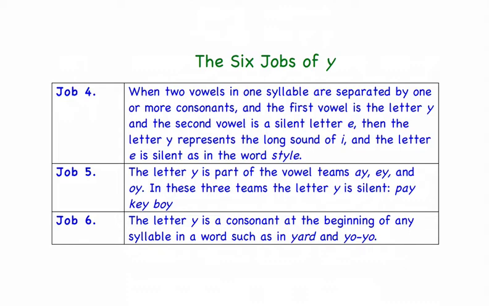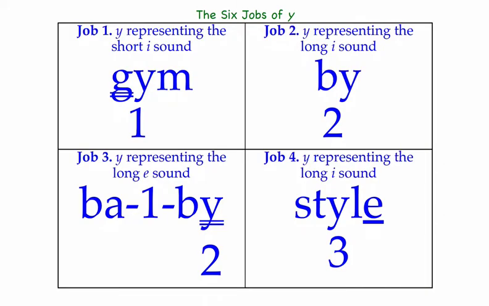Job 5. The letter Y is part of the vowel teams AY, EY, and OY. In these 3 teams, the letter Y is silent. And we have examples: pay, key, boy. Finally, the letter Y is a consonant at the beginning of any syllable in a word, such as in yard and yo-yo. So when Y represents its consonant sound, it's y. Let's review the 6 jobs of Y.